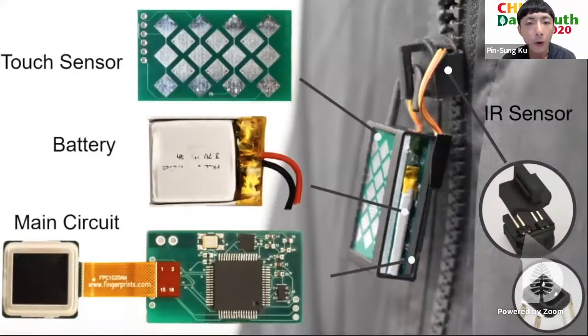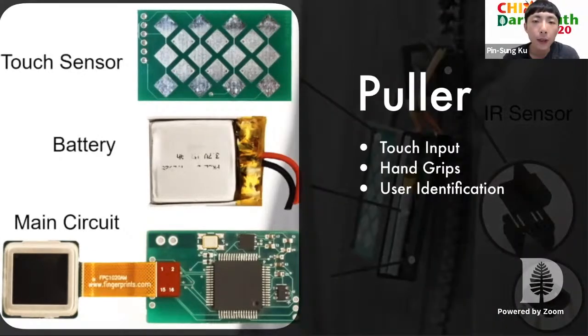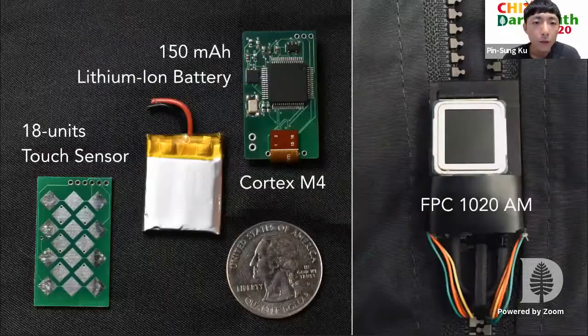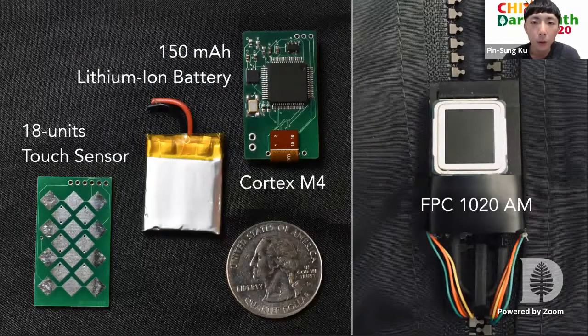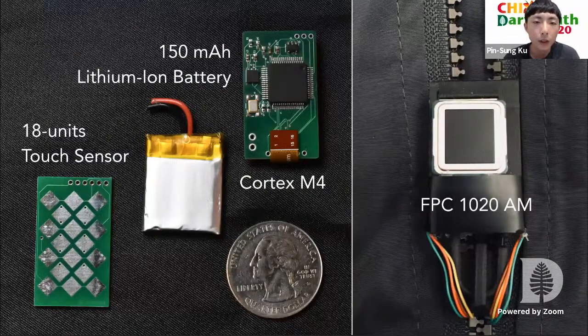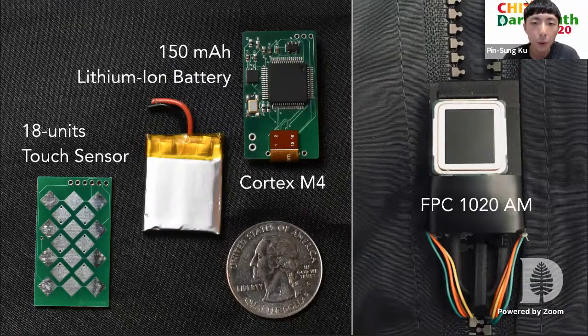Here are the 2 main parts of our prototype. For the puller part, we aim to enable the sensing of touch input, hand grip type, and user identity. The first 2 layers of the puller include a capacitive touch sensor and a battery. The third layer is a printed circuit board containing the main control unit, Bluetooth radio, and a fingerprint sensor.